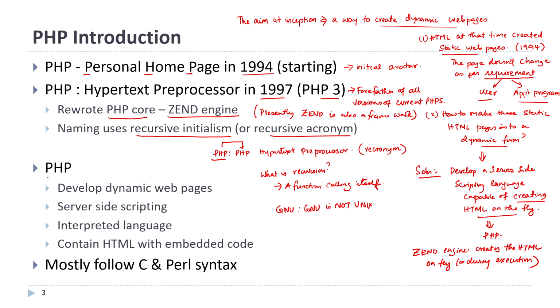So, what does PHP do? What are the main characteristics? Number one, it develops dynamic web pages. It builds web pages on the fly, dynamic web pages or HTML. When we talk about web pages, we are specifically talking about HTML. Second, it does server side scripting.